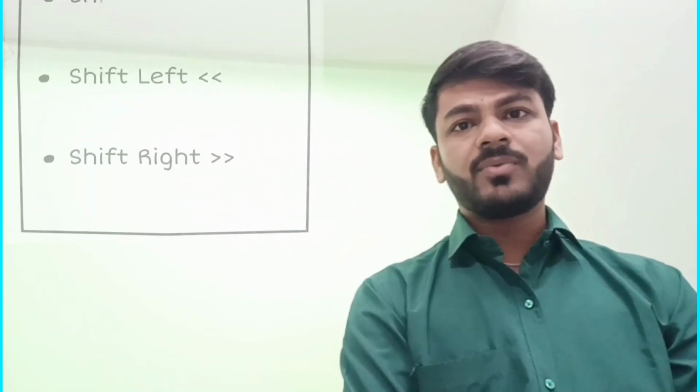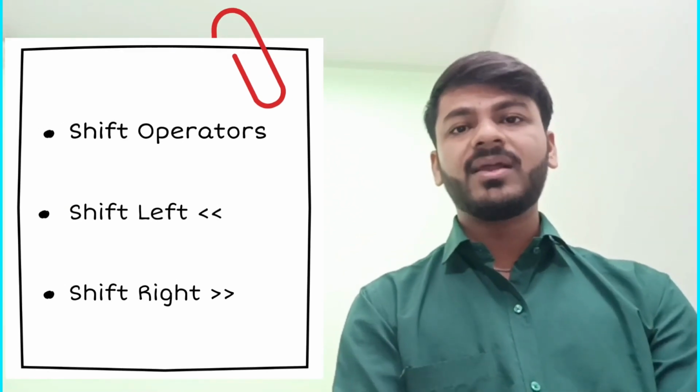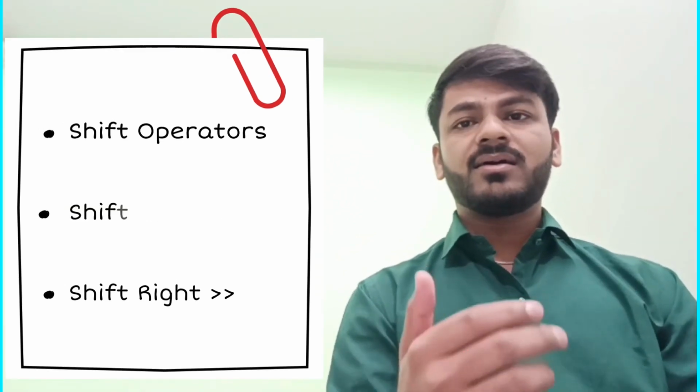Now if I talk about shift operators, we have two shift operators, that is shift left and shift right. The shift left operator performs a left shift on two operands. Similarly, the shift right operator performs a right shift on two operands. For example, let's say we have two operands. Operand 1 value is 4 and operand 2 value is 1.